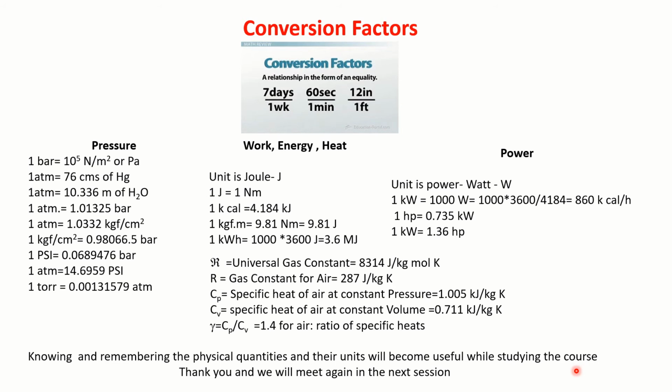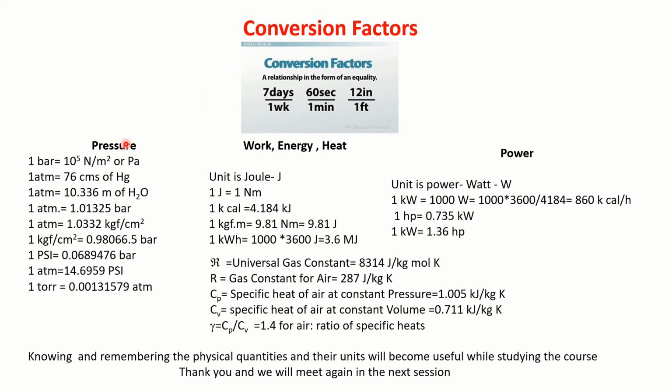Sometimes we use conversion factors. What is a conversion factor? It is basically a relationship in the form of an equality. For example, saying 7 days is the same as saying 1 week. Saying 1 minute is the same as saying 60 seconds. 1 foot is 12 inch. These kinds of relationships we call conversion factors.